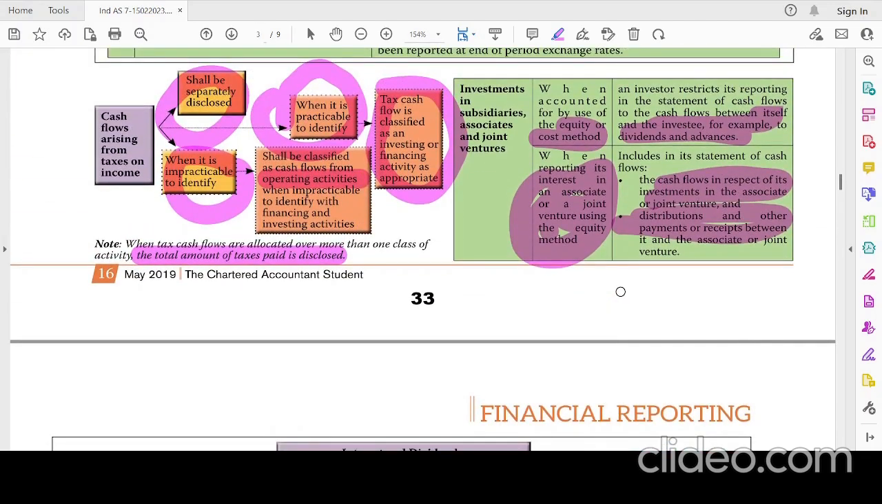Simply speaking, if it is the equity or cost method, then I have to show only the cash flows between the investee and itself. There is a difference with advances. When it is a joint venture or an associate, then I have to show the cash flows in respect of the investments in the associate and joint venture, and also its distribution.